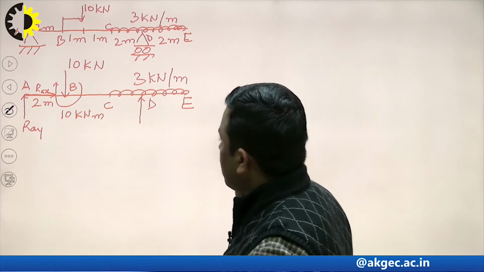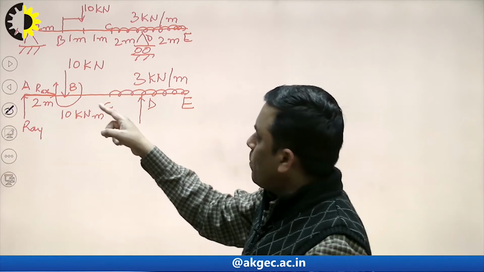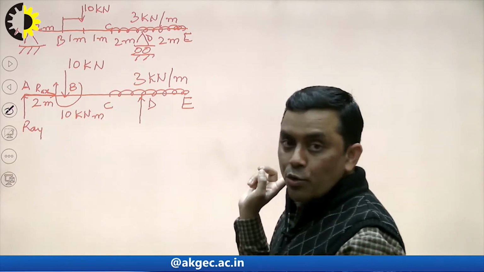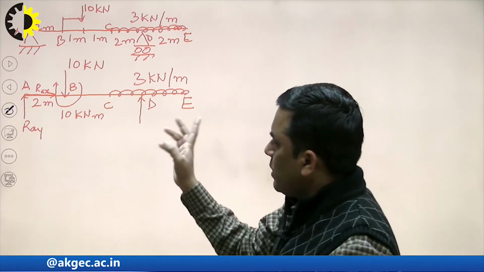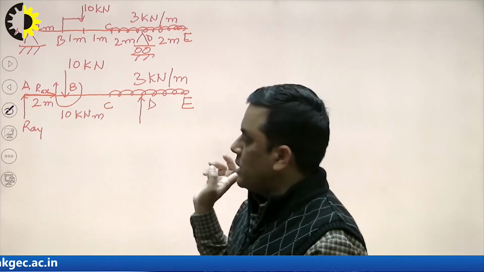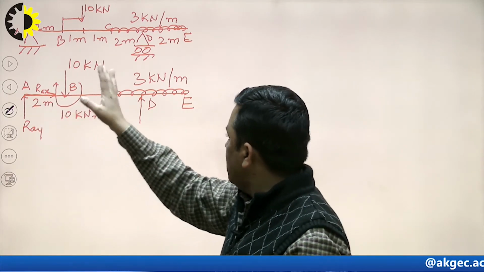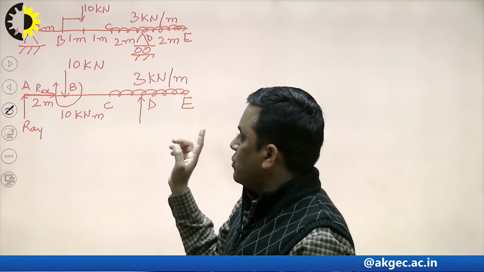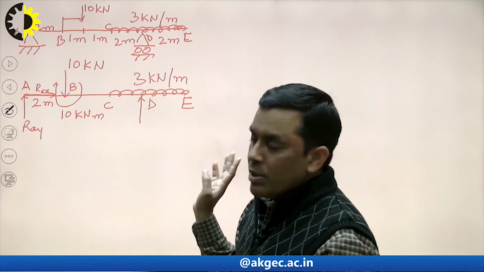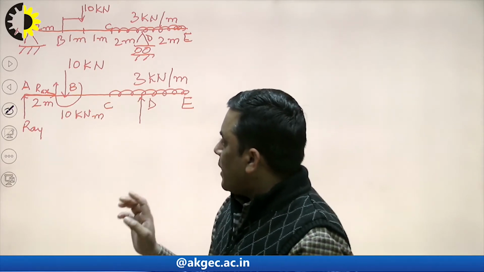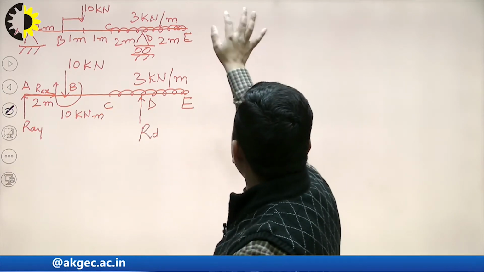Now the very first step is to find out the support reactions. This is a non-concurrent coplanar force system. For a non-concurrent coplanar force system, there are three equations of equilibrium. The first equation of equilibrium is sigma Fx equal to 0. As there is no horizontal force other than RAX, and all other forces are vertical, RAX will be 0. So I am not writing that particular equation; I am directly coming to the equation sigma Fy equal to 0.